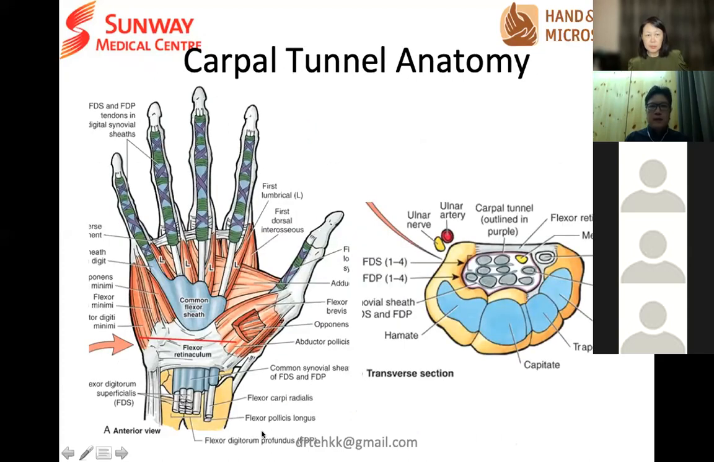So this is just the anatomy of the carpal tunnel. The carpal tunnel is made up of the carpal bones as the floor of the carpal tunnel. And then you have the transverse carpal ligament on top, which is the roof of the carpal tunnel. And this little tunnel here has to transmit 9 tendons and 1 nerve called the median nerve. All right. In carpal tunnel syndrome, this area can be swollen, and the increased pressure causes compression of the nerve, causing irritation and trouble to the nerve.